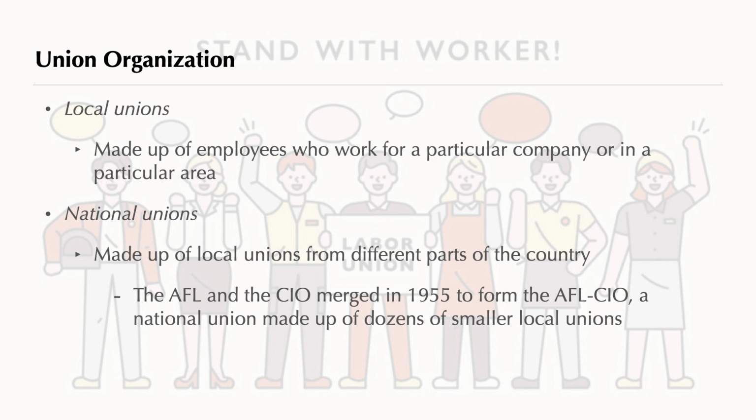By the mid-1950s, union leaders in the AFL and the CIO acknowledged that all laborers, skilled and unskilled alike, had similar economic concerns. In 1955, the two organizations merged, forming the AFL-CIO. Today, this organization includes dozens of smaller unions and more than 13 million members across the nation.